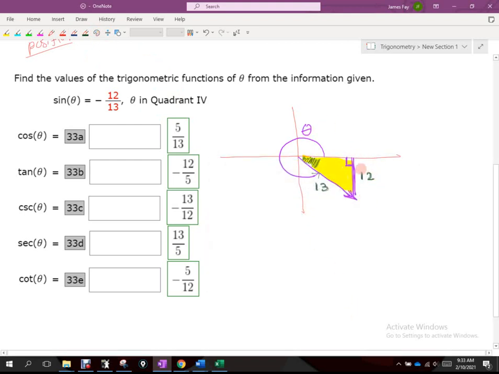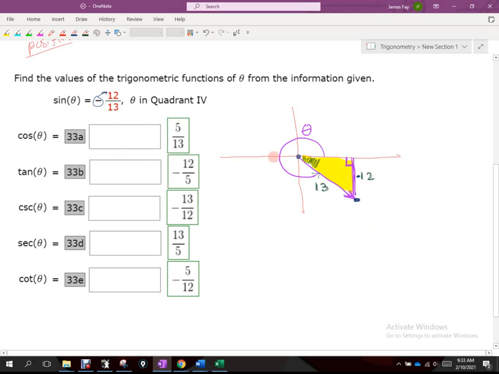Now this 12, remember what we're doing here. We're in the coordinate plane, okay? So if I want to be at 0, 0, and I want to get down to that point right there, I have to go over to the right a positive and then down a negative, correct? So that 12 is actually negative 12. And that's why, as we go opposite over hypotenuse here, that negative is attached to the 12.